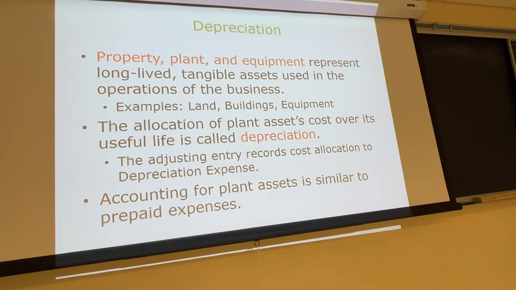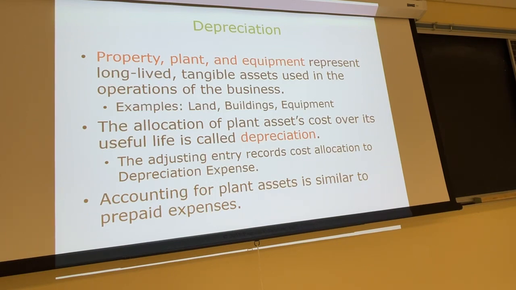And what we're talking about is long-lived, tangible assets that are used in the operations of a business. So examples of this would be land or buildings or equipment, or it could be vehicles or furniture, something like that. Now, land is different than any other type of plant asset because land is the one plant asset that you do not take depreciation expense on. The theory behind that is that land does not get used up. Land never really declines in value, so there's no reason to take depreciation expense on land. But if it's any other plant asset other than land, then you do take depreciation expense on it.